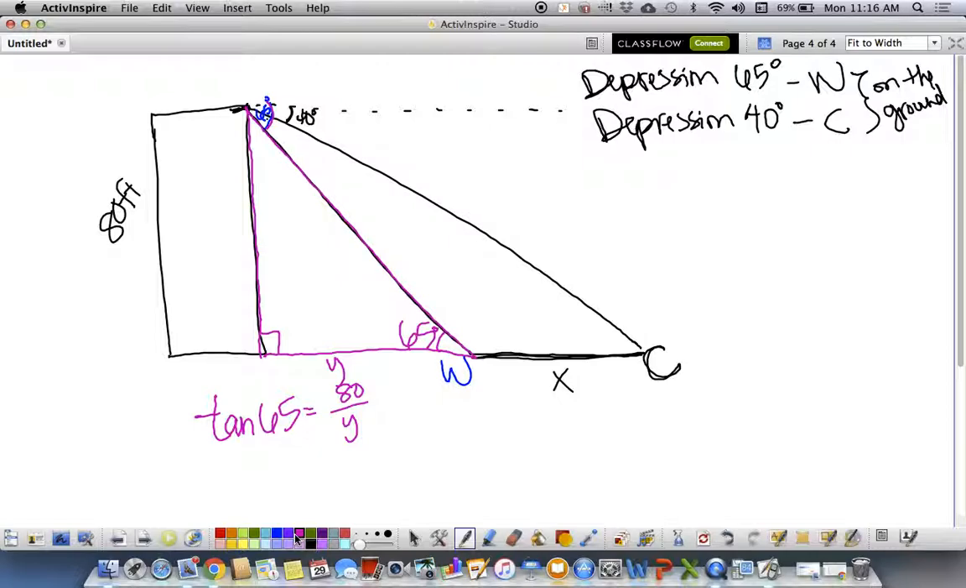I'm going to give you a huge hint. I heard you say, I don't like it when the variable's on the bottom. All you do mathematically is switch them. You don't have to take the long way around. So y equals 80 divided by tan 65, which is 37.30. Okay, keep that number.